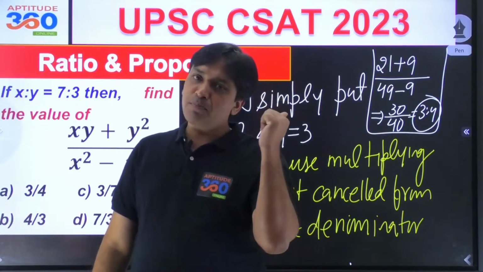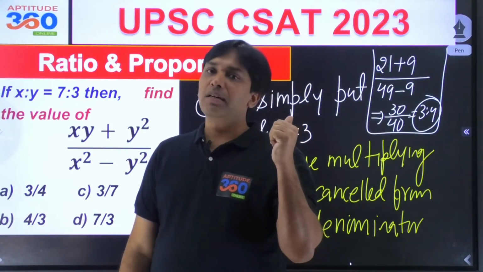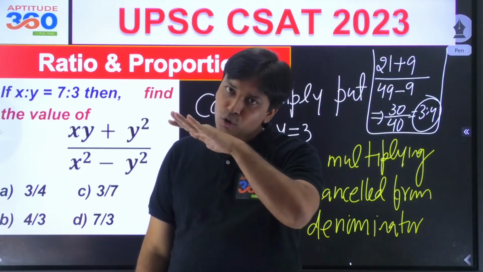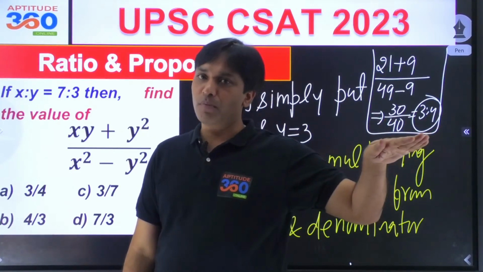Why in the previous problem we needed to take multiplying factor into our perspective? Because you had an addition subtraction problem, right?